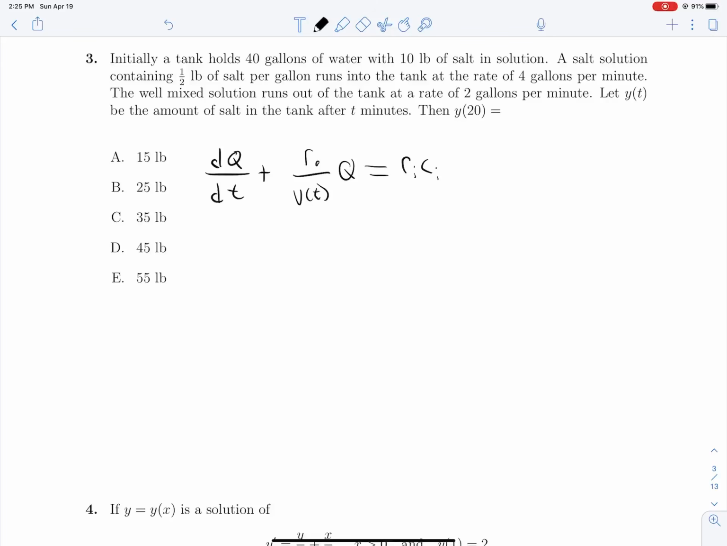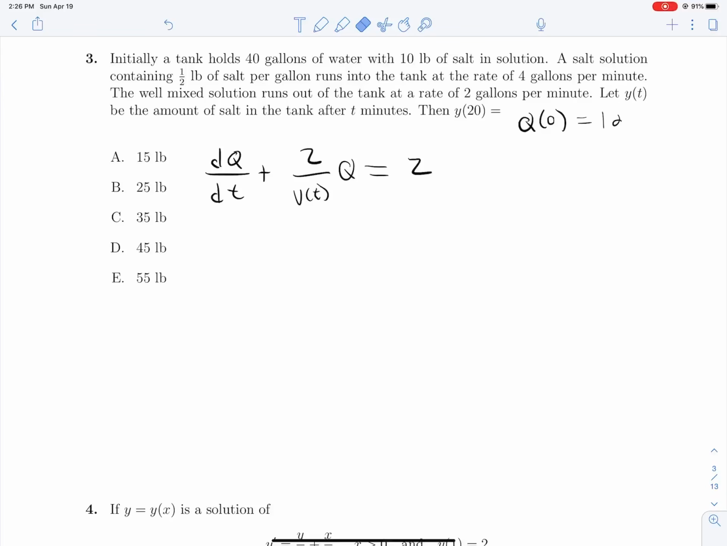So plugging in things, let's see. We have an initial condition up here. That's the first thing they tell us, that Q at 0 is equal to 10. We'll need that later. And we see that salt solution is flowing in at a rate of 4 gallons per minute and at a concentration of 1/2 pound per gallon. So RiCi will be 2. Additionally, water is flowing out at a rate of 2 gallons per minute. So we'll replace that there.